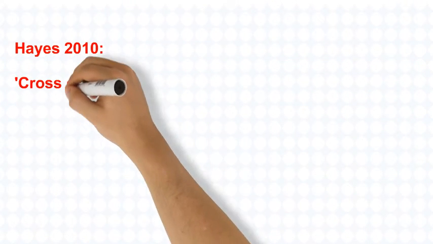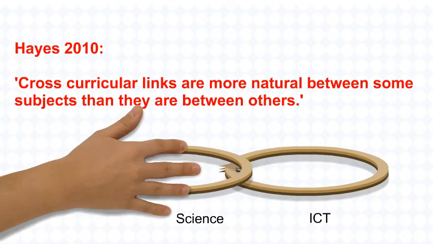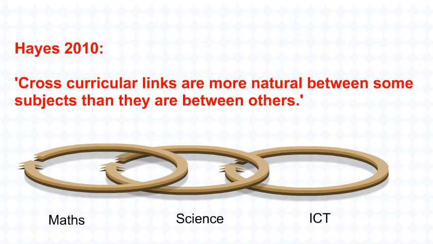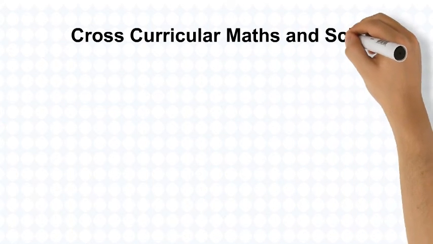According to Hayes, 2010, cross-curricular links between some subjects are more natural than they are between others. This is particularly true for science and maths. The new national curriculum states that mathematics should be linked throughout all subjects. In addition to this, one of the key aspects is problem solving, an area that goes hand in hand with science. Each Friday morning at my placement school, there is a problem solving session. This provides the opportunity to enhance children's understanding of what has been learnt during the week through the completion of a science investigation using mathematics.